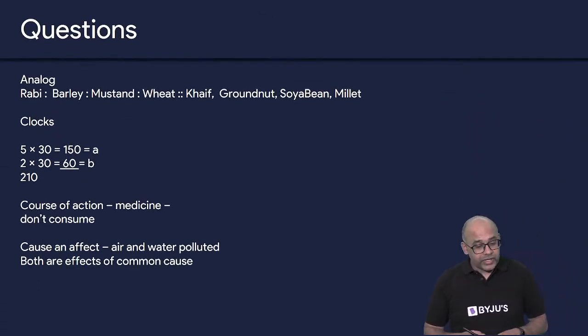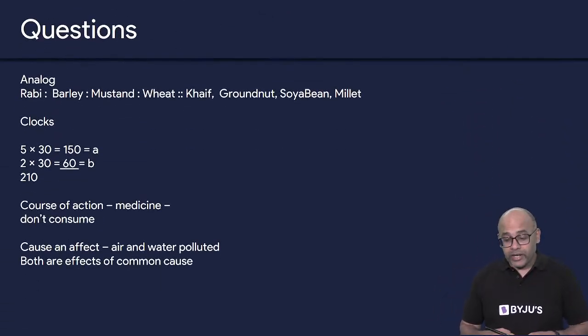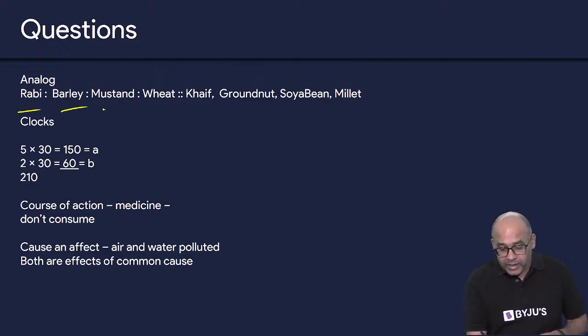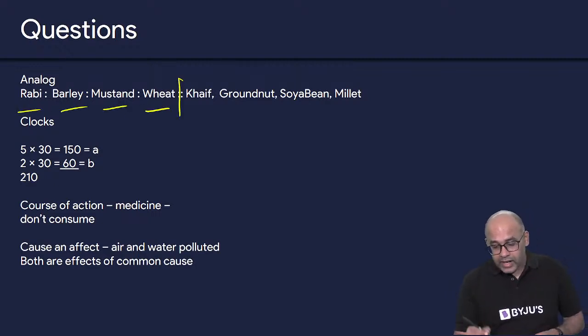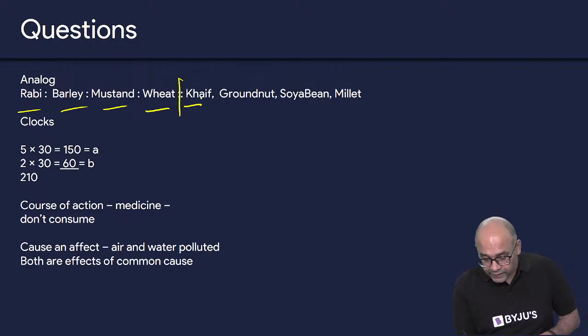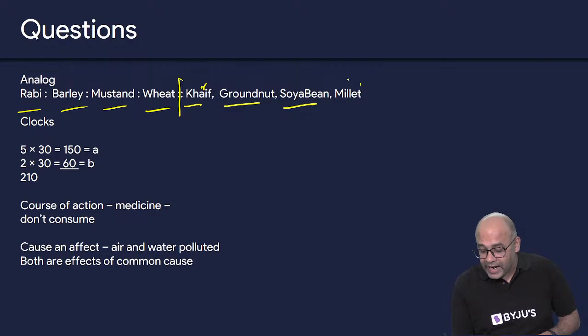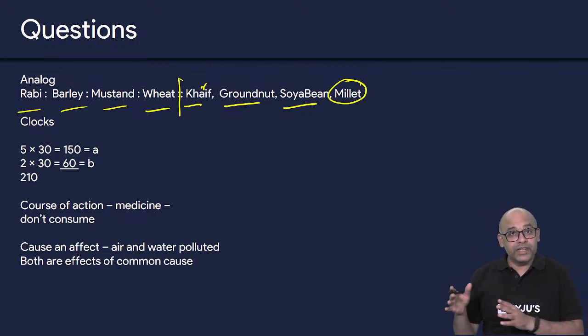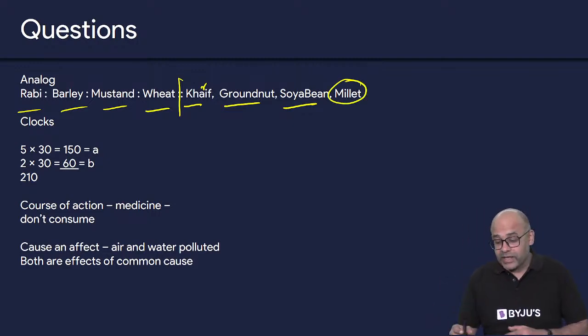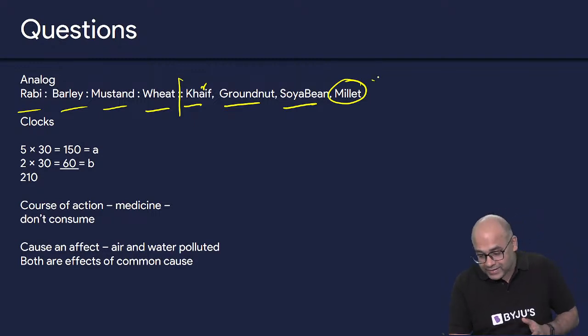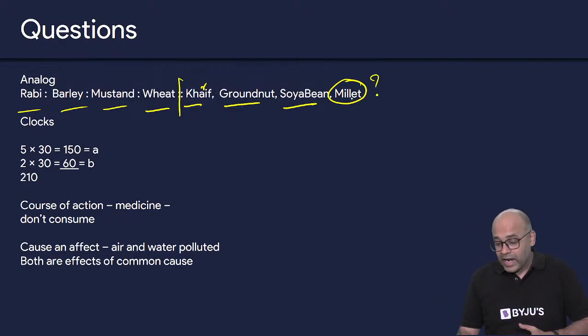The next question is analogy. Rabi: barley, mustard, wheat, versus Kharif: groundnut, soybean, and I think it is millet. I'll need to check that yet. Till now I was very sure about the answers. This I'll have to check back. I think the answer was millet.